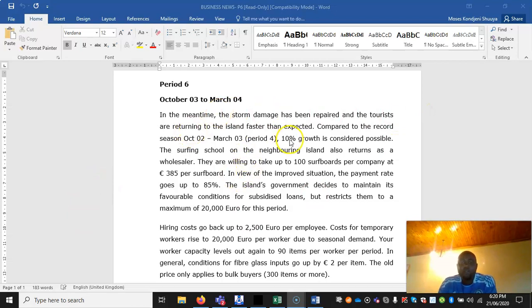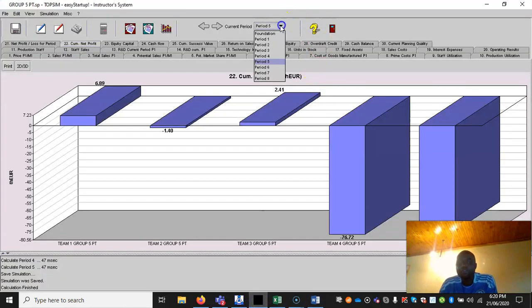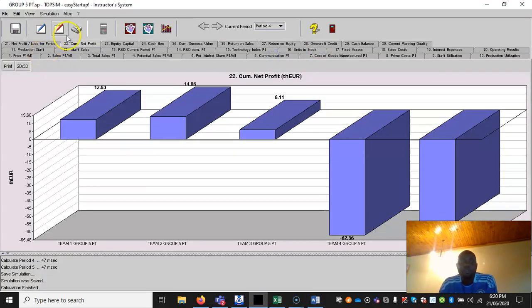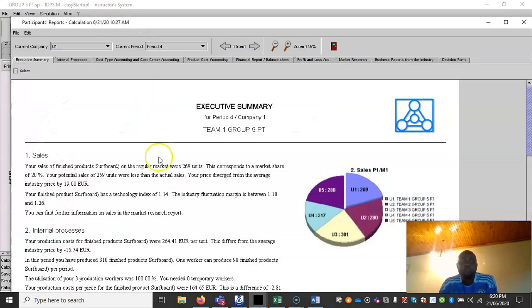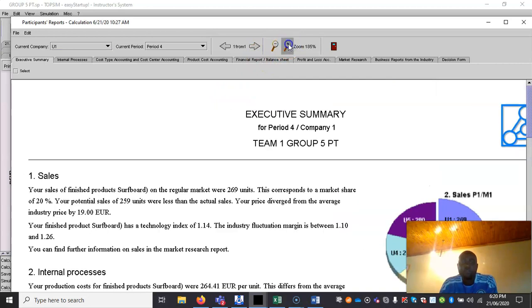As you can see now, there's a 10% growth in the market compared to period 4. Which means it's 10% growth compared to your demand for period 4. So what you're supposed to do here is to go to your report for period 4. You can then check what your demand was there.